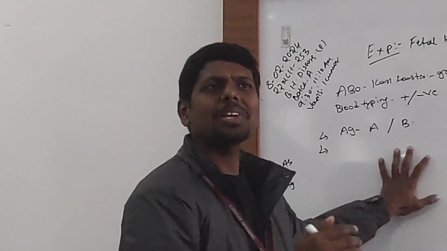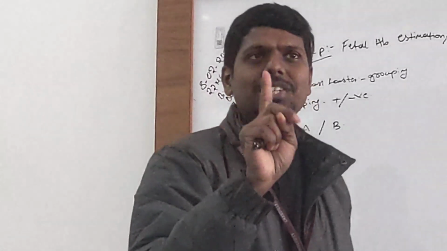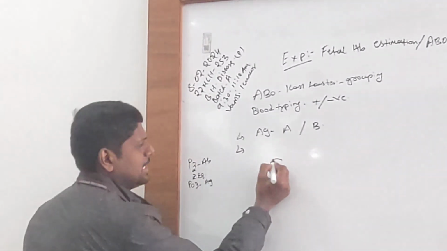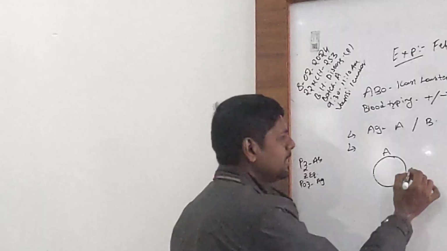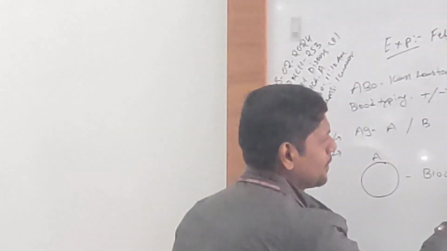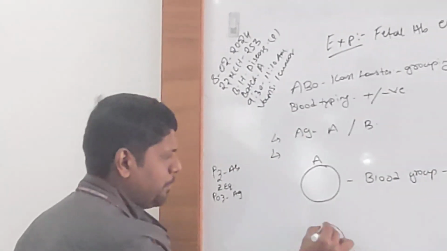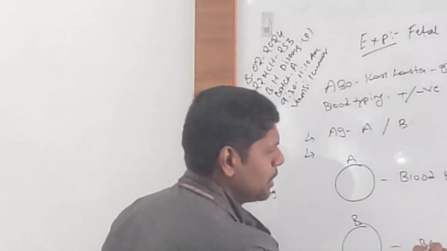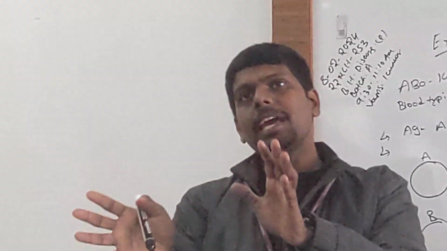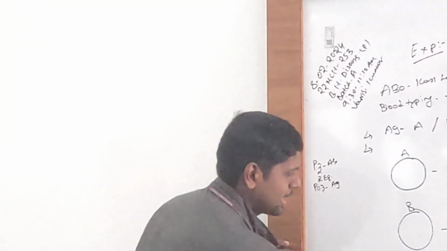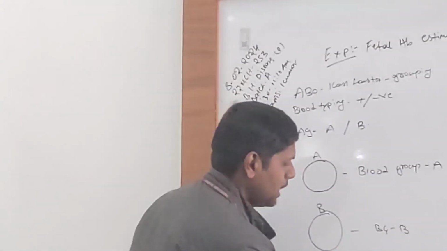Karl Landsteiner understood that blood has only two antigens, antigen A or B. So he said like this: some individuals have A antigen, hence they are blood group A. Some individuals have B antigen, they are blood group B. Then he understood some individuals have both A and B antigens. That is blood group AB.